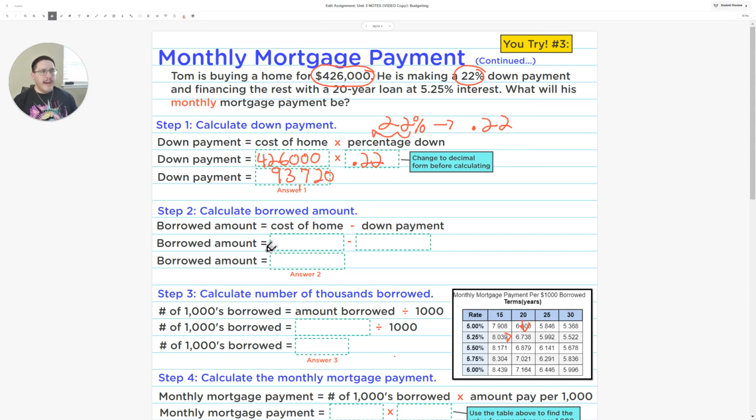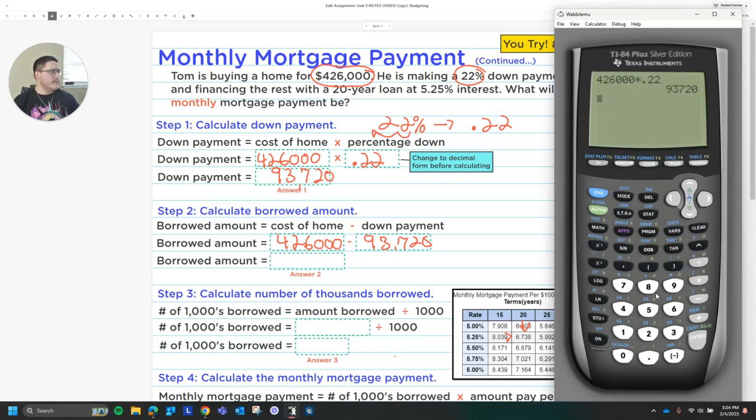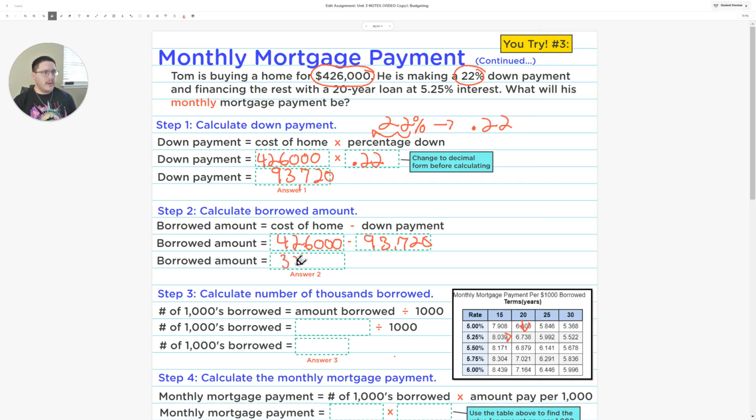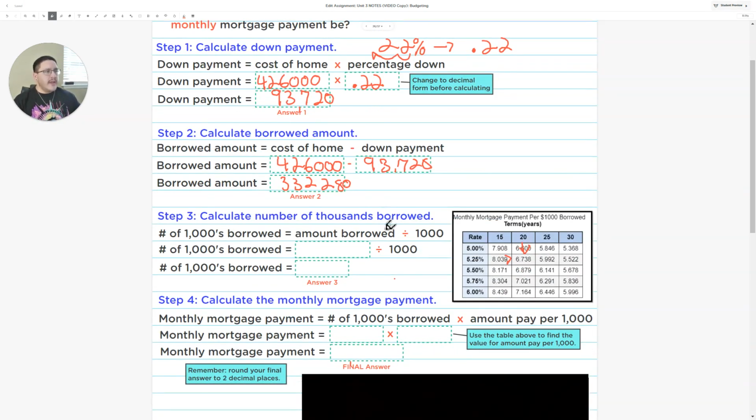Step 2, we're going to calculate the amount borrowed. So now we're going to subtract the down payment from the cost of the house. So 426,000 minus 93,720, and we get 332,280.